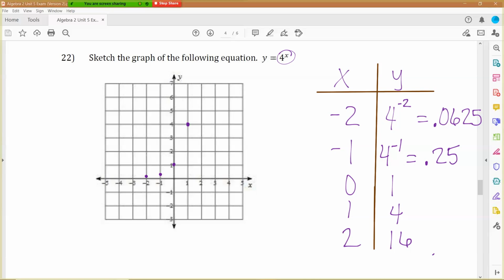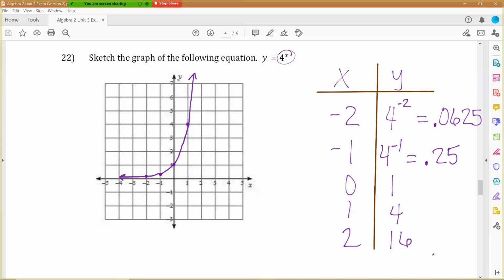I can't fit 2, 16 on my graph. That's okay. So not always will you be able to fit all the points on your graph. Just know that it goes all the way up to 16 before it gets to the second line for 2. And then remember on this left side here, the graph flattens out.